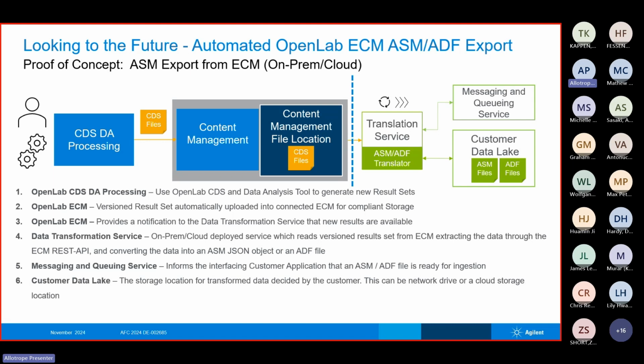On top of that, we are building a messaging and queuing service. What this does is, say you're building a custom piece of code, or you're integrating with third-party software. The third-party software can subscribe to the messages in the queuing service to be notified that, hey, a new result file, an ASM file, is available. You can ingest it. And we see this approach usually being taken by those customers who are doing on-prem deployment.